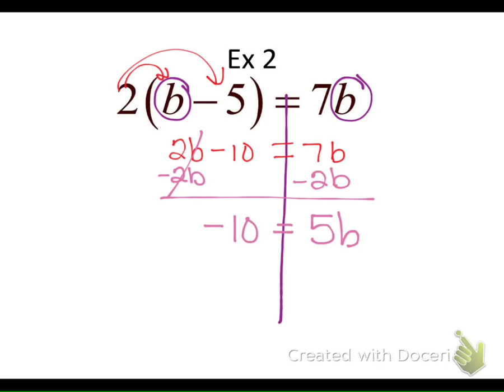So from here, I've done step 1. I've completed step 2. I got my variables on the same side. So I'm going to go to step 3. Jaden, what's step 3 say? Yeah, solve as usual. So I'm going to get that variable by itself. How do I do that, Jaden? Yeah. Which will then equal? What's negative 10 divided by 5, you guys? Negative 2. Equals b.